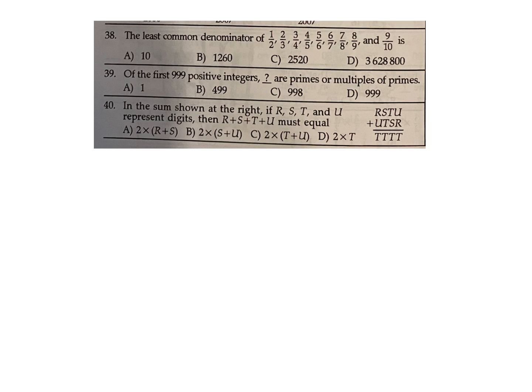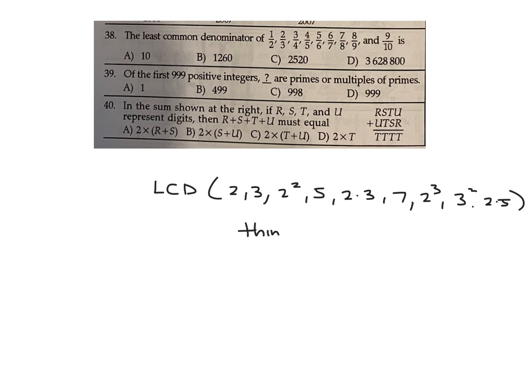The least common denominator, okay, so LCD, and we got 2, 3, 2 to the power of 2, and break it up into prime factors. 5, 2 times 3, 7, 2 to the power of 3, and 3 to the power of 2, and 2 times 5. Okay, so to get the LCD, least common denominator, you have to think the largest. I know that sounds counterintuitive, but that's how you do it. And I say think largest of what? Of the prime factors. So first of all, what are the prime factors? We have a 2, we have a 3, we have a 5, and we have a 7.